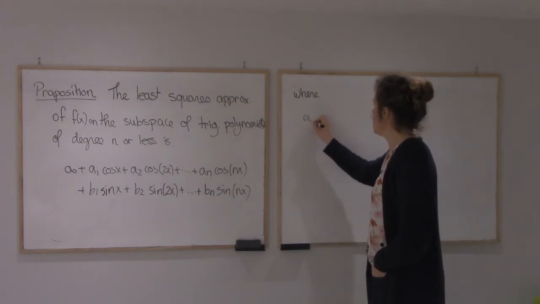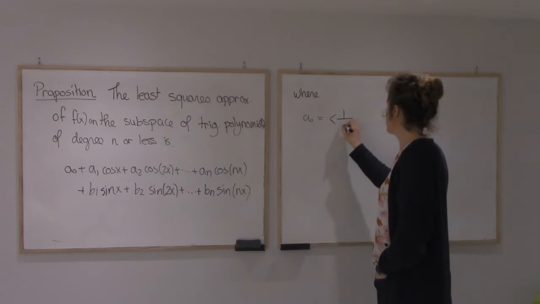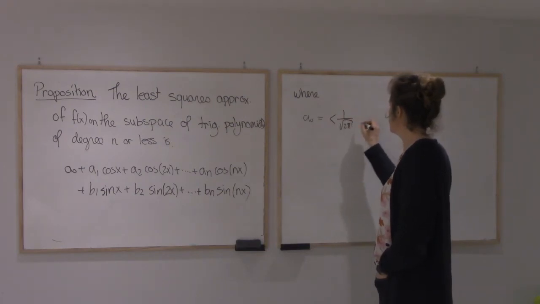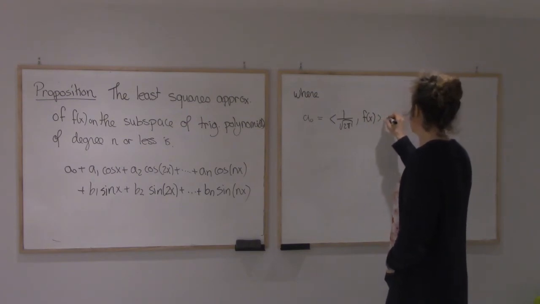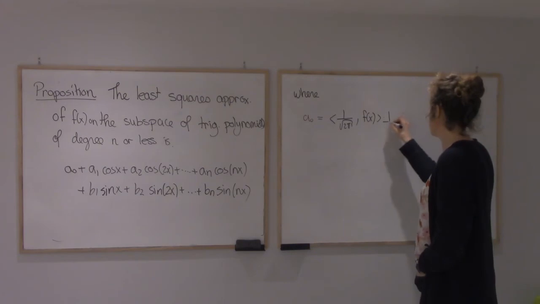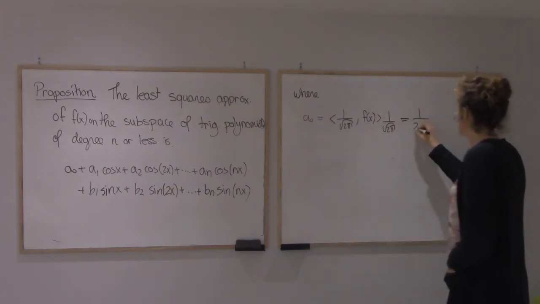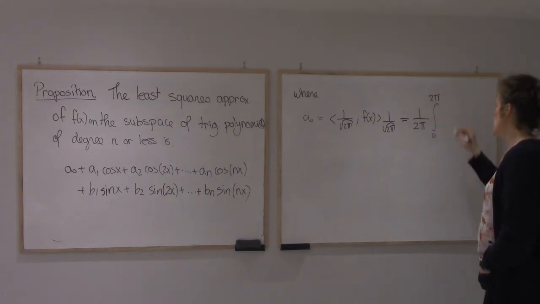So a0, we know it's the integral of 1, the inner product of this with f, times, well, here we don't have a 1 over root 2 pi, so let's put that there. It means it's 1 over 2 pi, the integral from 0 to 2 pi of f of x dx.